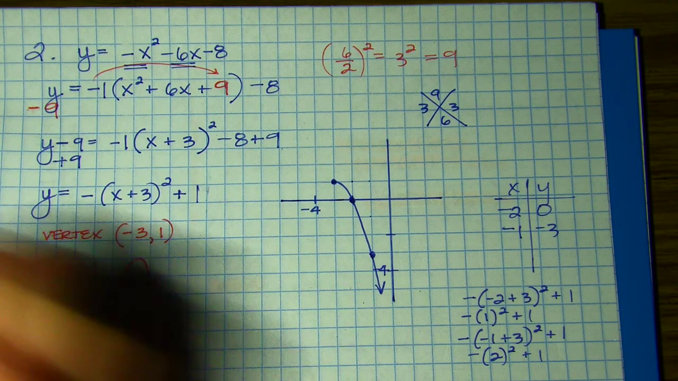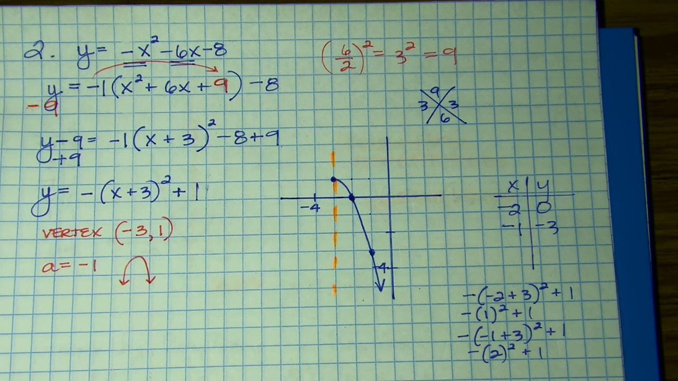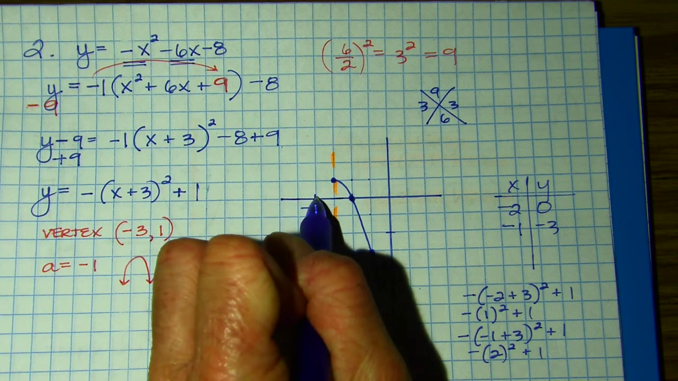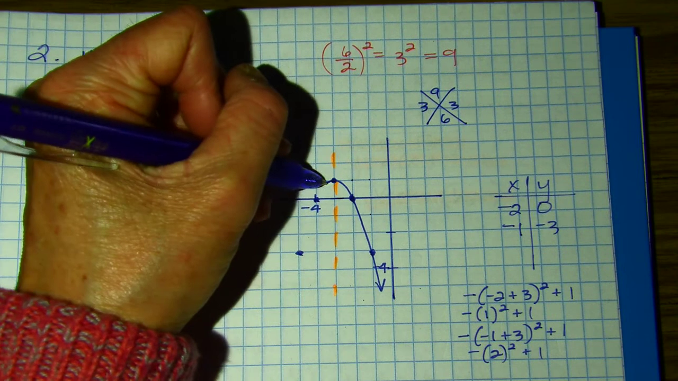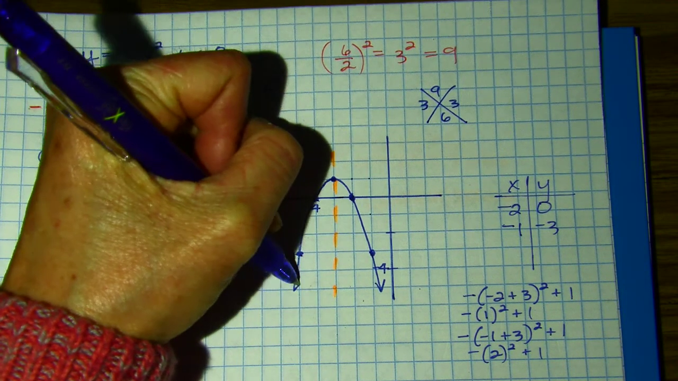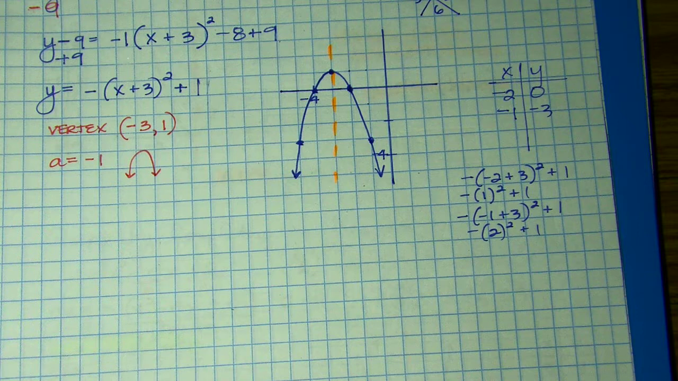Here is my axis of symmetry, meaning your graph should be symmetrical. So this value would be here, and this value would be here. You could also graph this on Desmos and check your work there. Okay, next one, or last one.